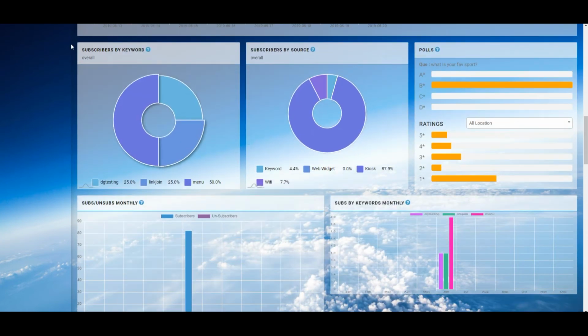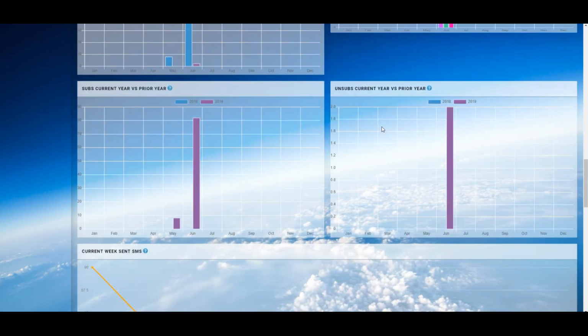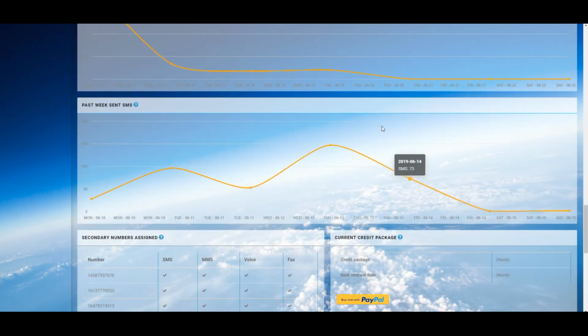You can also see the percentage of keyword opt-ins along with a graph, subscriber source, and percentage, including our poll rating chart, your overall rating, locations, and other amazing analytics that will help your business rise to the next level.